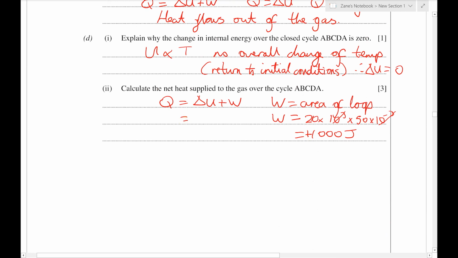So Q equals delta U plus W, so Q is going to be plus 1,000 joules. And that plus means that heat is supplied to the gas, which is what we're asked to find in the question. So the numbers tie up.